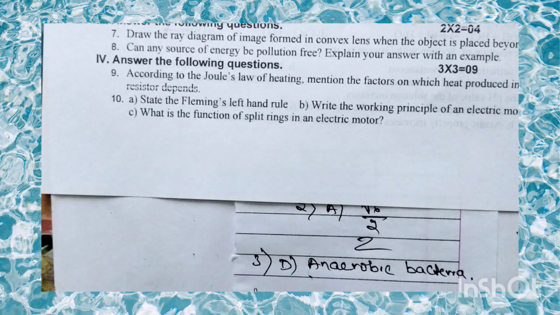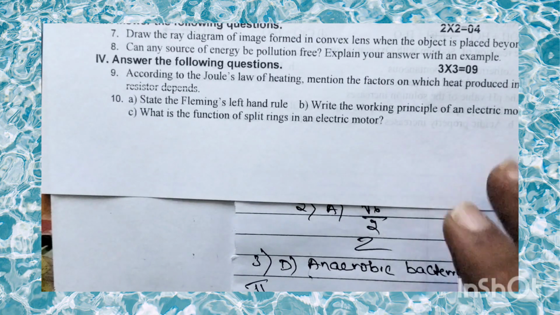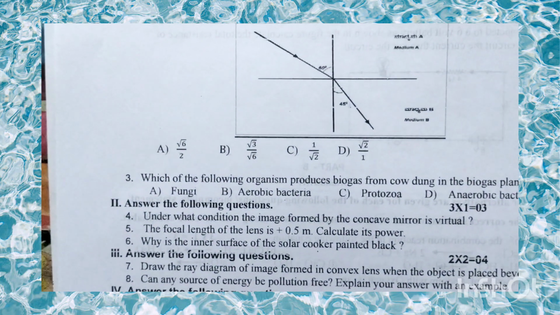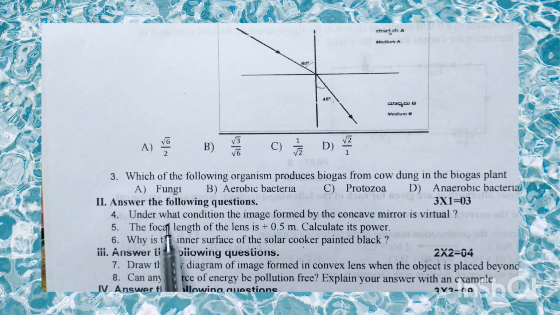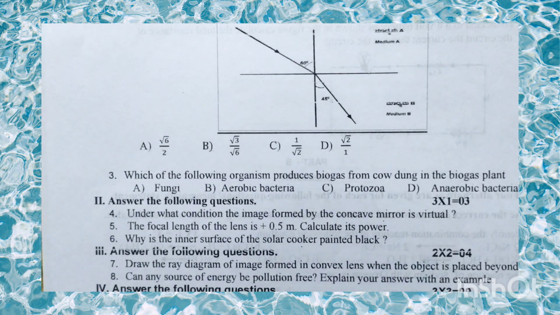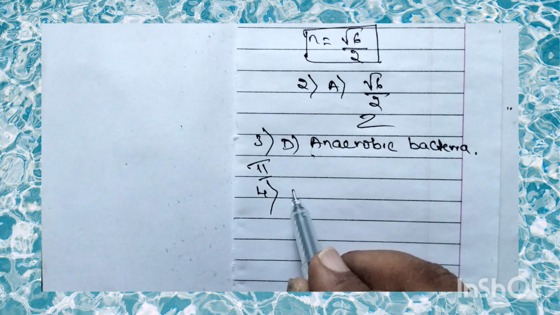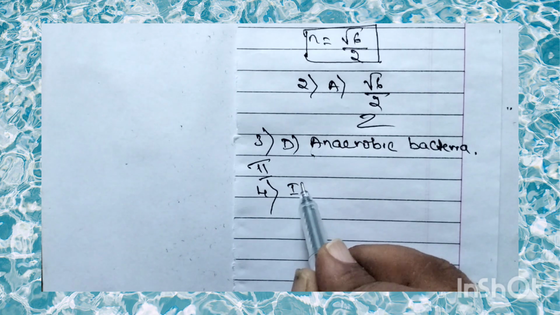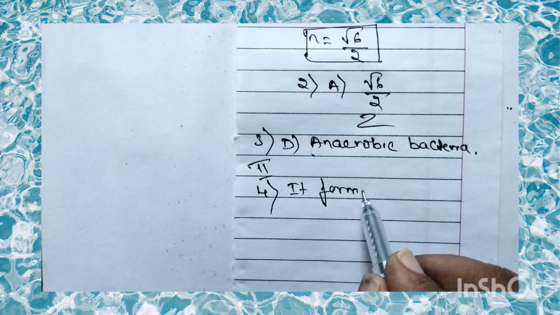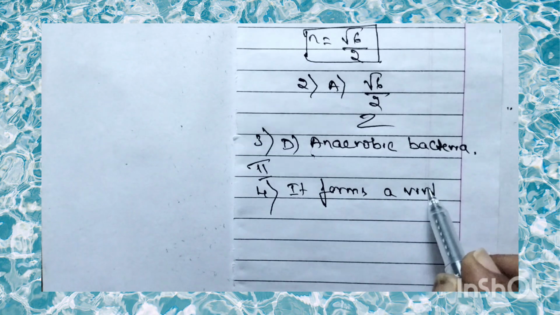Now let us move to the second main section, which has 1 mark questions. Under what condition is the image formed by a concave mirror virtual? Now let us answer the fourth one. The concave mirror forms a virtual image.